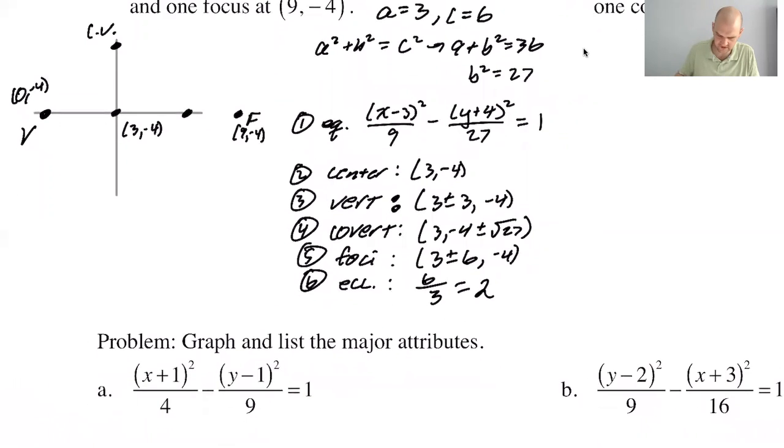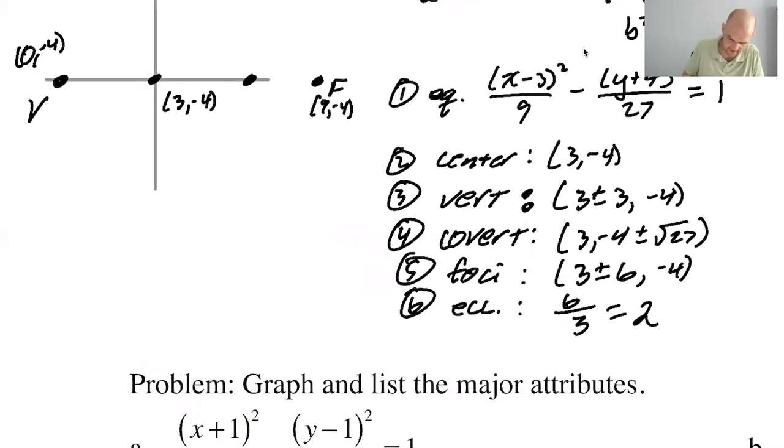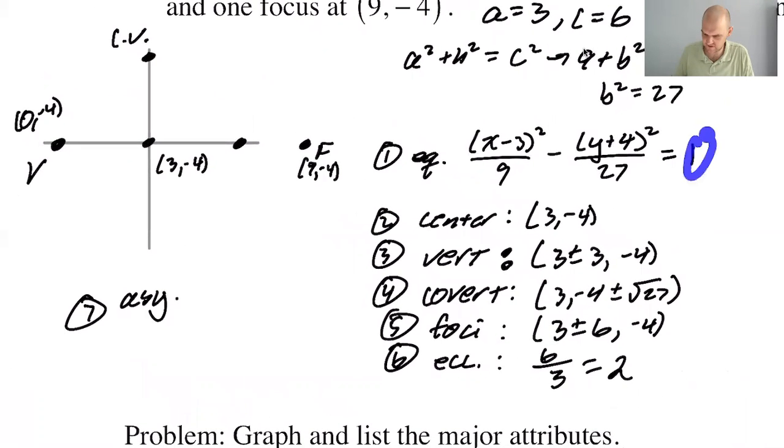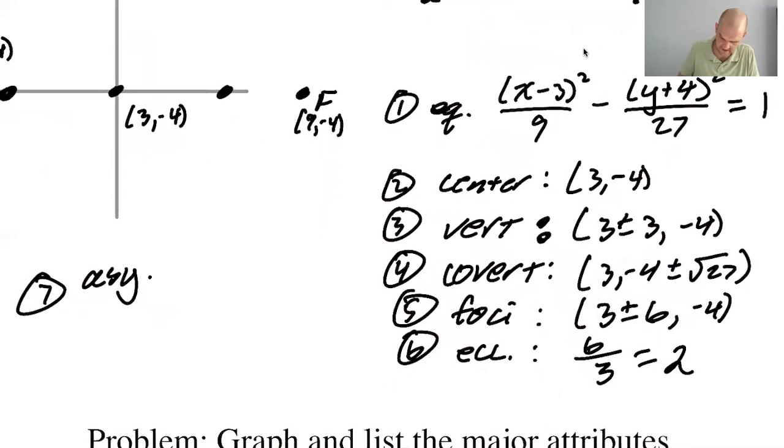And then we also need the asymptotes, which I'm going to put over here, I guess, because space. So for the asymptotes, I change this 1 into a 0, which effectively just changes this into the equal sign. I bring 27 across. 27 over 9 is 3. Then square root that, so I'm going to get plus or minus. So let's say y plus 4 equals plus or minus the square root of 3, and then (x minus 3).